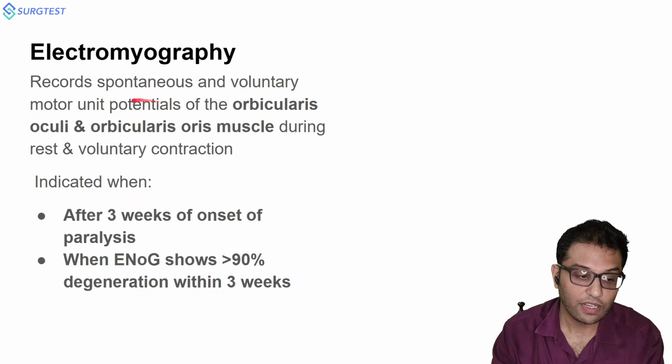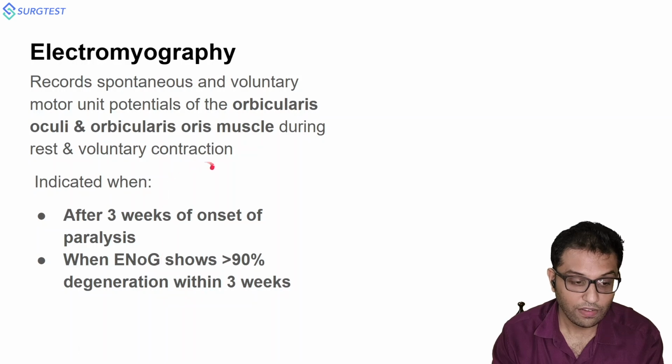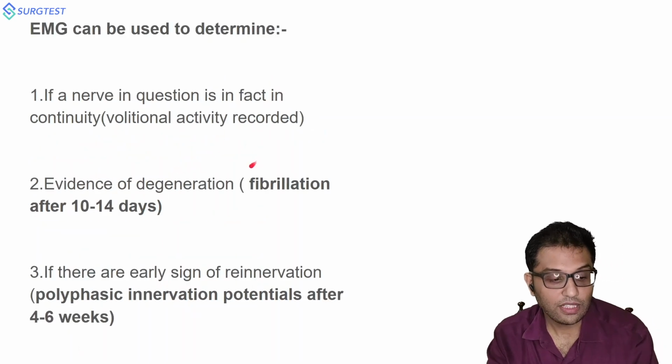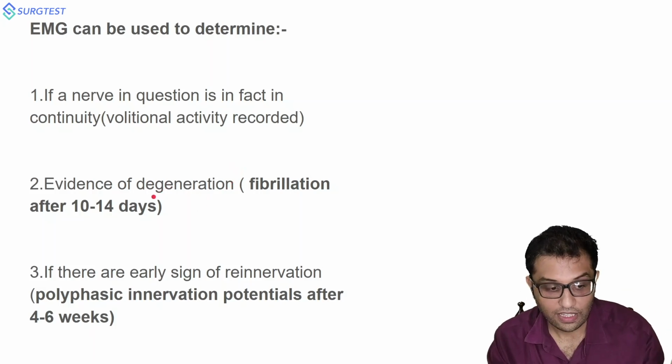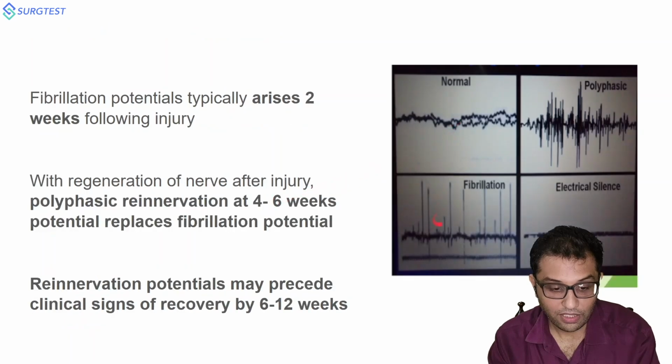What is electromyography? It records spontaneous and voluntary motor unit potentials of the orbicularis oculi muscle and the orbicularis oris muscle. So this test is done only after 3 weeks of onset of paralysis, and it is done when ENoG is showing degeneration, that is, more than 90% degeneration is occurring. Then only we do EMG. So EMG tells us about three things: whether it confirms the ENoG findings, whether there is evidence of degeneration. So it is confirming the ENoG finding. If there is evidence of degeneration, we'll see fibrillation markings in EMG.